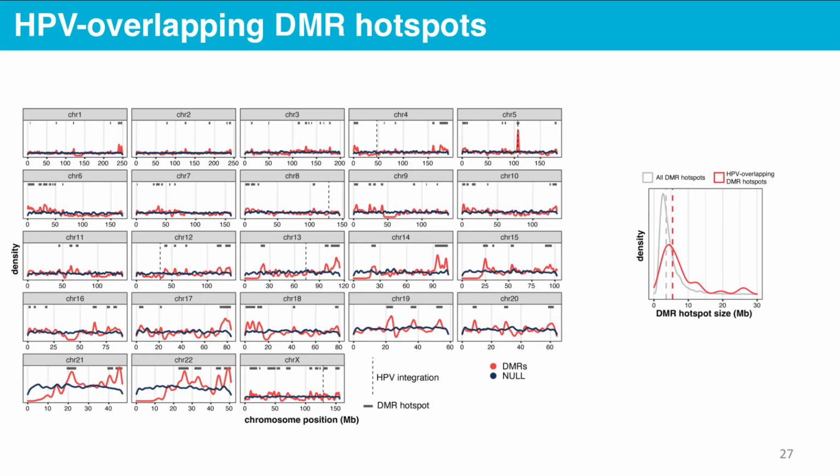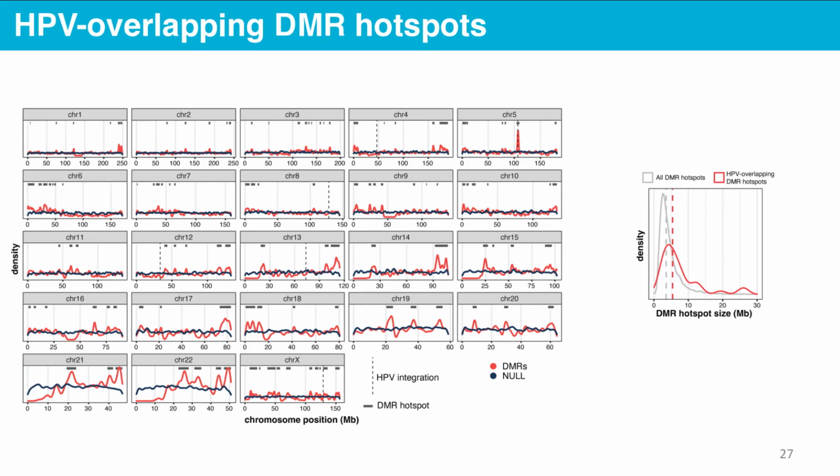And I wanted to see if these DMR hotspots corresponded with HPV integration at all, or when they did. So the vertical dotted lines are the HPV integration events within this sample. So you can see there's one in chromosome 4, but one particular one I wanted to point out was in chromosome 5, where it's right on top of a DMR hotspot. And you can see this is quite a large peak of DMRs.